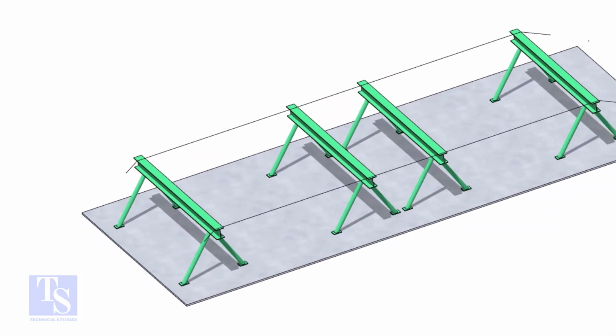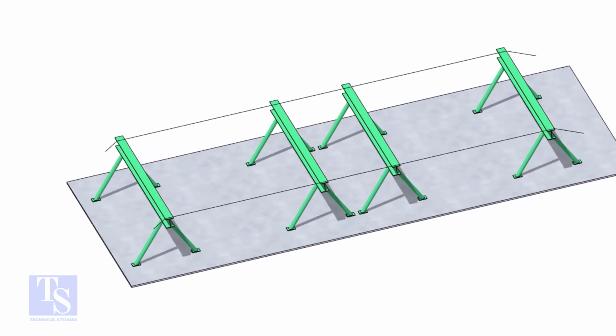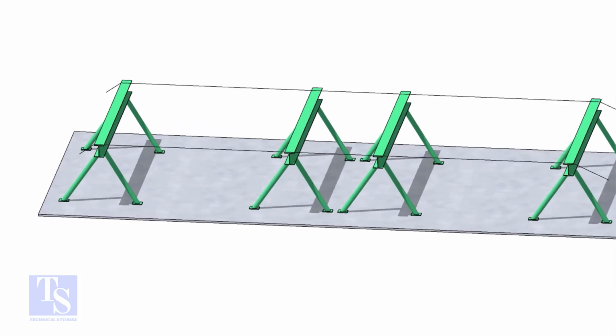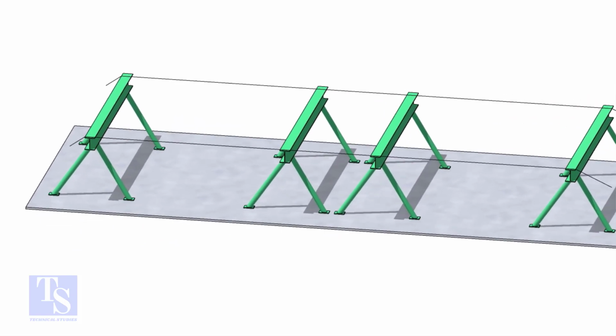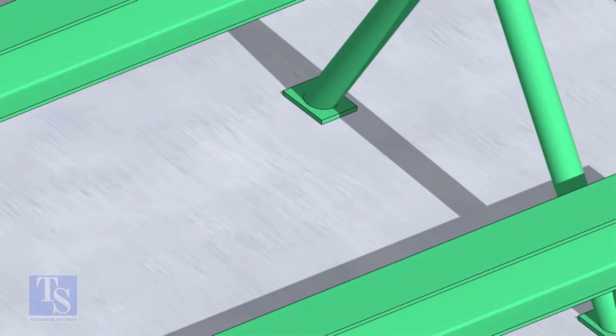Tie piano wire at both ends of the farthest ends of the stand, and make the stands equally leveled. If required, put shim plates below the lugs to adjust the level of the stands.